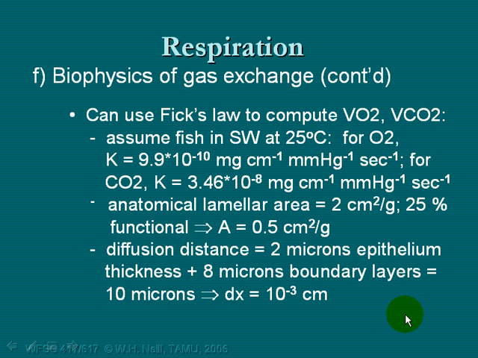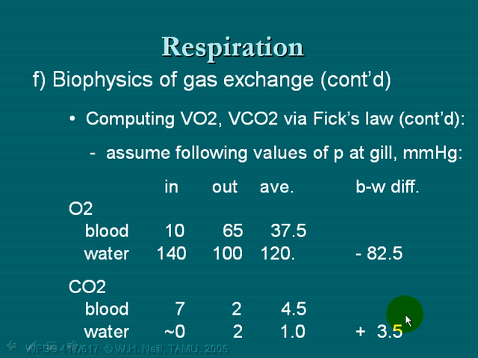The diffusion distance I'm going to suggest is 2 microns of epithelium and another 8 microns of boundary layers on the 2 sides, blood and water, that all have to be diffused across. So a total of 10 microns. A micron is a millionth of a meter, and it works out to 10 to the minus 3rd centimeters. I hope you are buying these numbers as being at least reasonable, if not the absolute truth.